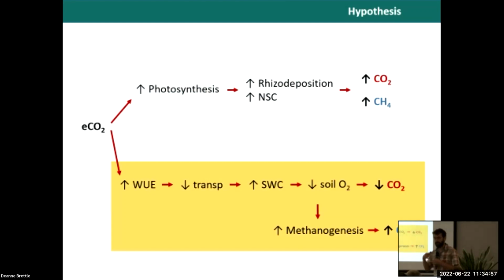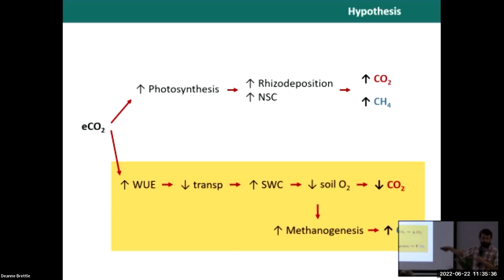On the other hand, if we have elevated CO2, then we may have an increase of water use efficiency, at least at leaf level. So that potentially could reduce the transpiration. So we could have more soil water, higher moisture in soil. If we have more water in soil, the levels of oxygen potentially are going to be lower. And if we have less oxygen, less respiration, so less carbon dioxide fluxes. And also, if we have low oxygen in soil, then we may have higher methanogenesis activity, so potentially higher methane fluxes.